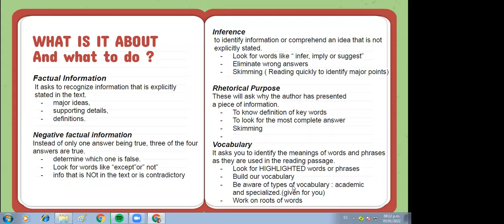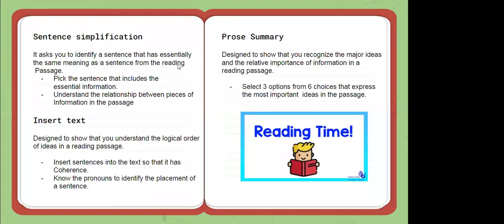You have to be aware of the types of vocabulary, the academic and the specialized. The academic is the one that we use every day, the one that we all know, okay? And the specialized, when we talk about, I don't know, maybe medicine, chemistry, physics, they use a variety of technical terms. So that is the one that we call specialized vocabulary, okay? That's it for the vocabulary. You are supposed to know the meaning of some words, so that's it. Now let's move on to the sentence simplification.